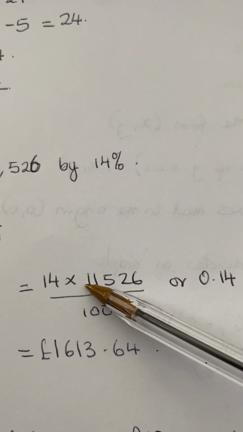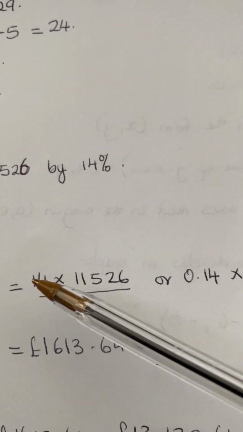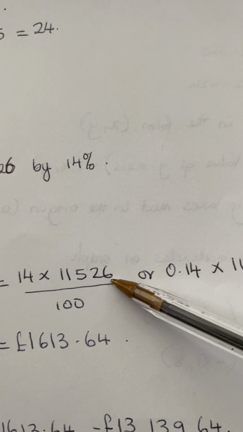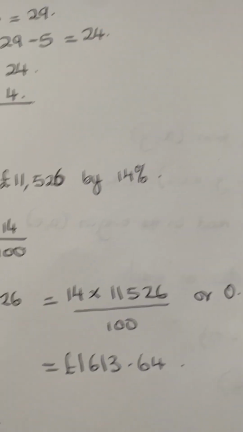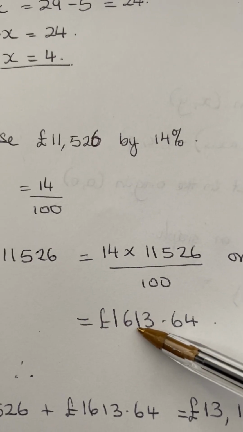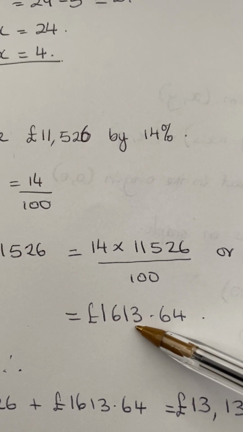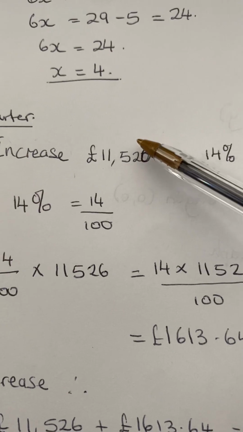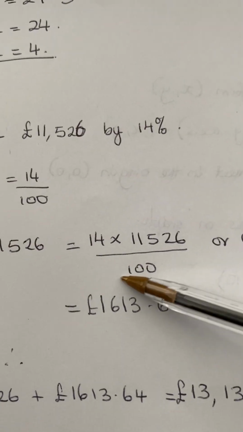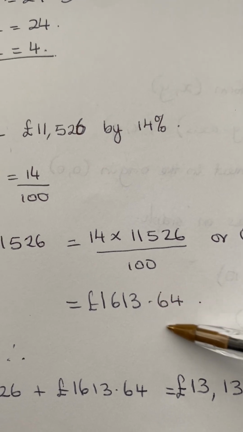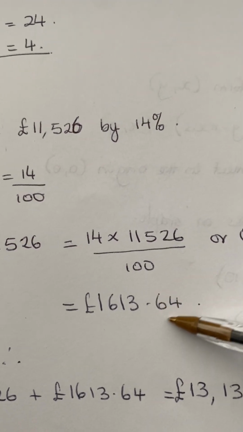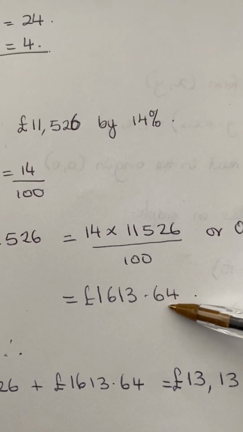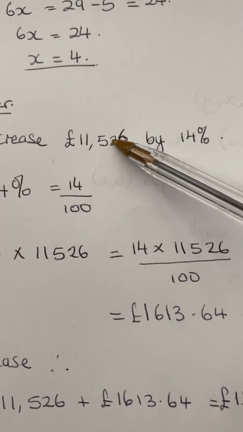So now you have 14 times that, or you can do 0.14 times 11,526. If you do that on the calculator, it's 1613.64. But here we are dealing with money, so we can have this in decimal because that is the pence. We can't have it in 3 decimal places, and we can't have it in 1 decimal place. We need to have it in 2 decimal places because it's money.